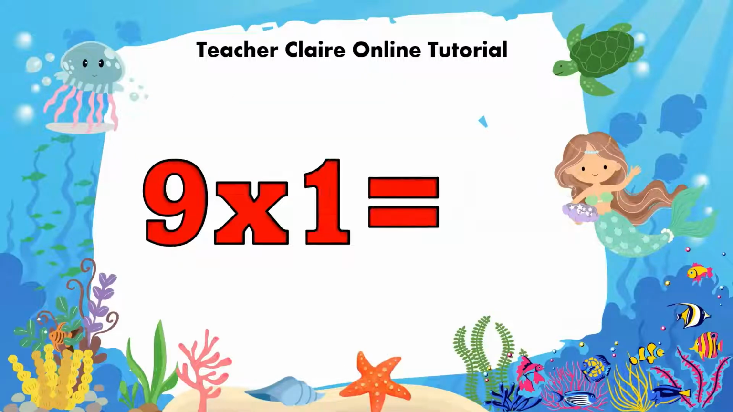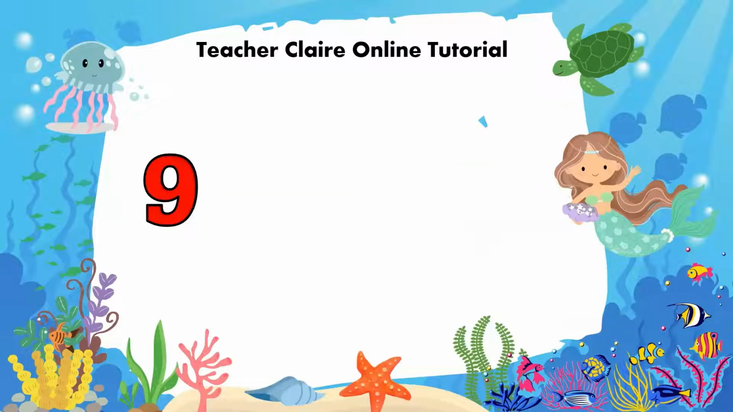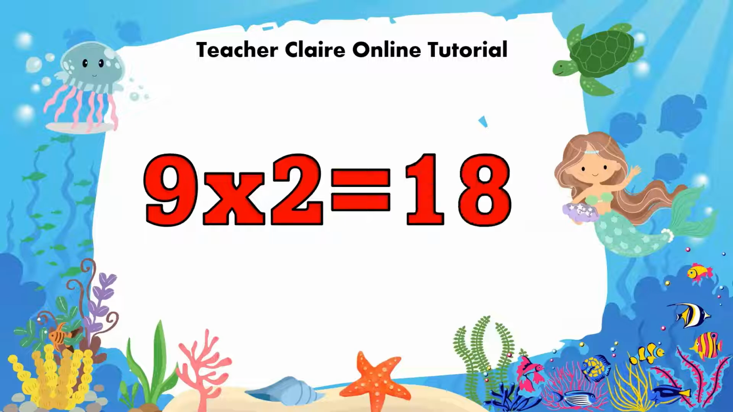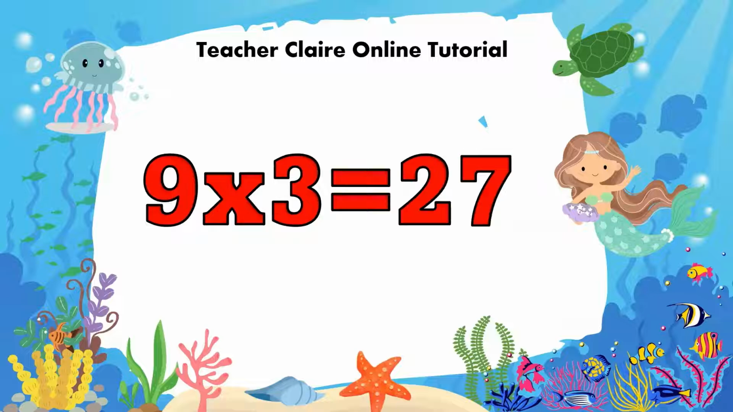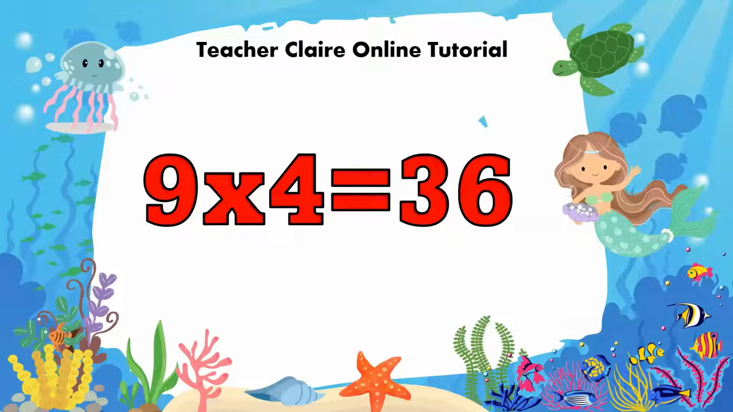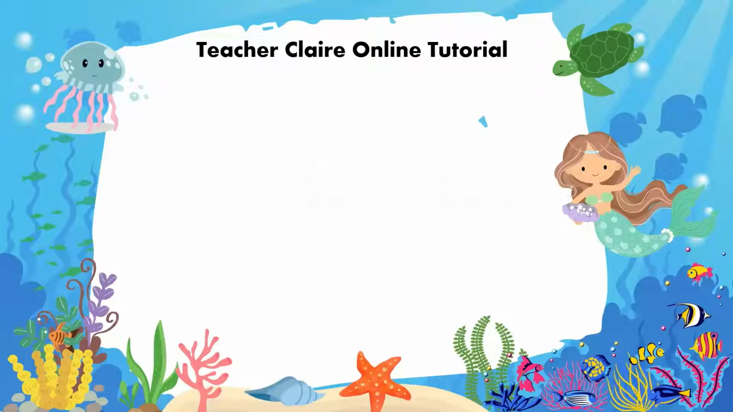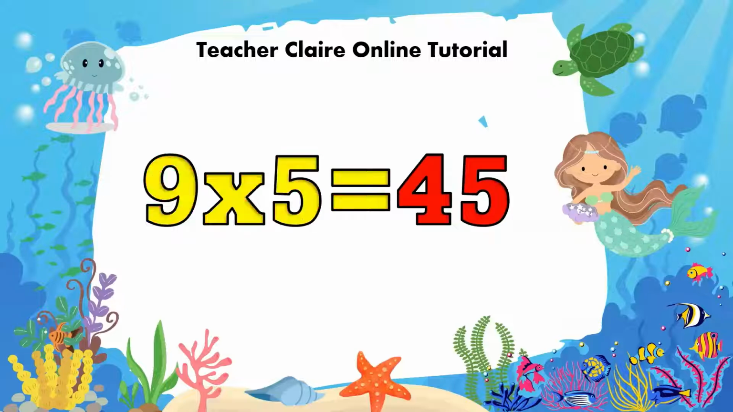9 times 1 equals 9. 9 times 2 equals 18. 9 times 3 equals 27. 9 times 4 equals 36. 9 times 5 equals 45.